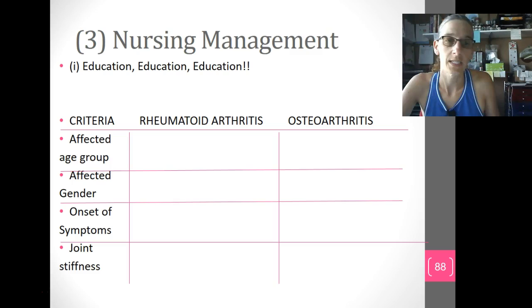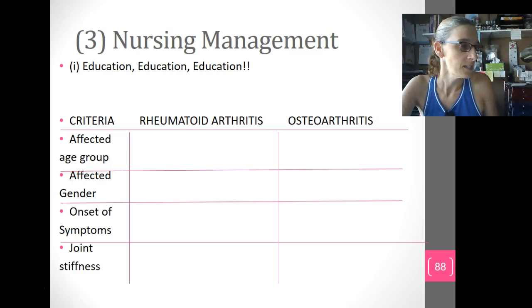All right, so criteria, affected age group. For rheumatoid arthritis, it's going to affect age 20 to 40. In OA, it's going to affect usually after age 40. Affected gender. For RA, it's mostly women. For OA, before age 45, it's going to be men, and after age 45, it's women. Onset of symptoms. For RA is going to be acute and sudden. Rheumatoid equals rapid. And for OA, it's a slow, steady disease progression.